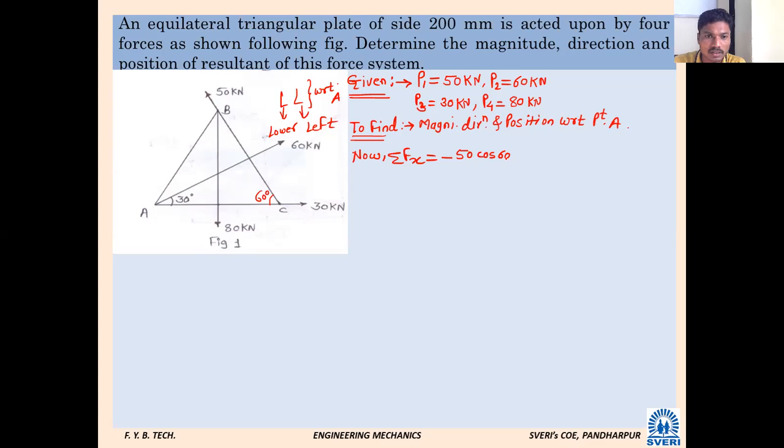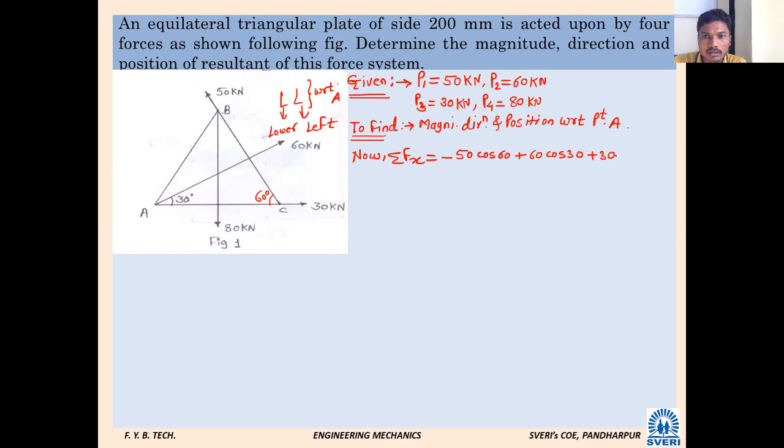Next P2 force, 60 kilonewton. How will be its x component? Positive. 60 cos 30. Correct. Next, 30 kilonewton force. Where is it? Horizontally towards right. So directly it will be 30.